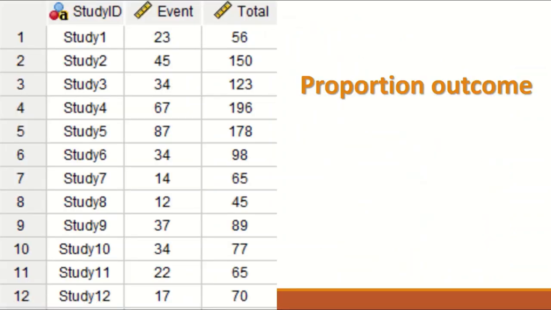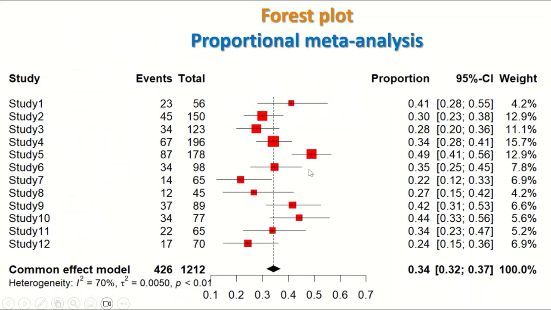Another data set has been inserted here based on an outcome that is a proportion, in which the events happening in a group of individuals were counted and the total number of participants were also included. And the forest plot from proportional meta-analysis looks like this format, which is a layout produced from RStudio. Again, a descriptive section, diagrammatic section, and overall effect size.